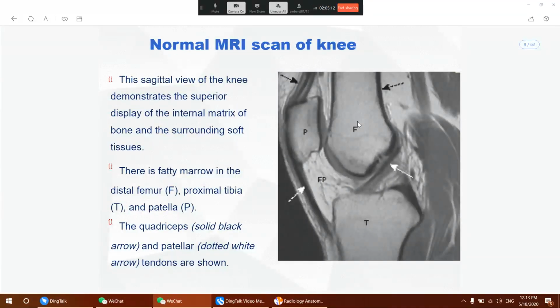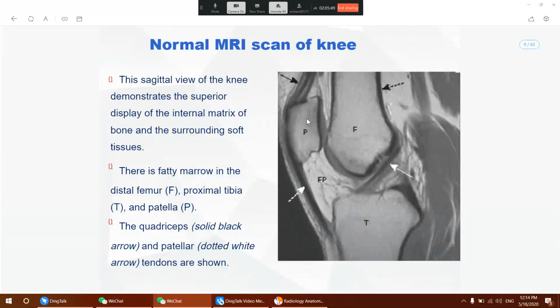Here we are looking at the sagittal section of the knee, where F is the femur, T is the tibia, and P is the patella. These are the three bones of the knee joint: the femur, the tibia, and the patella. I'm also looking at the quadriceps femoris muscle tendon here, and then the patellar tendon.